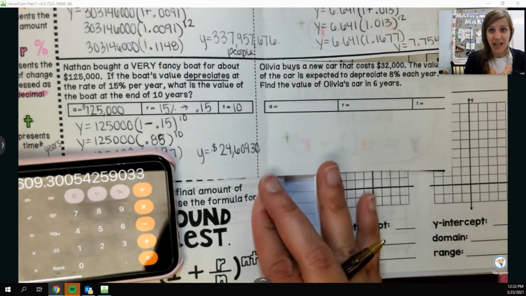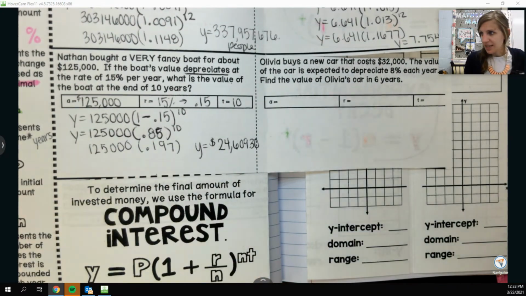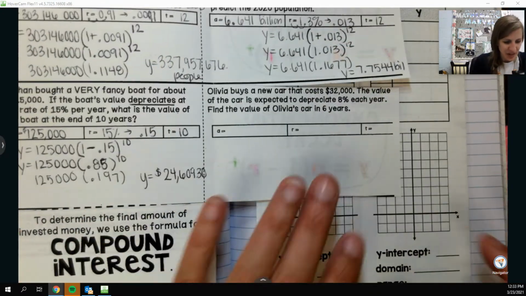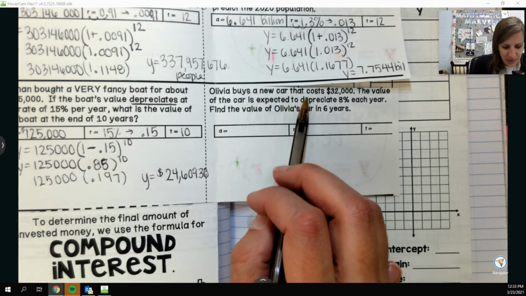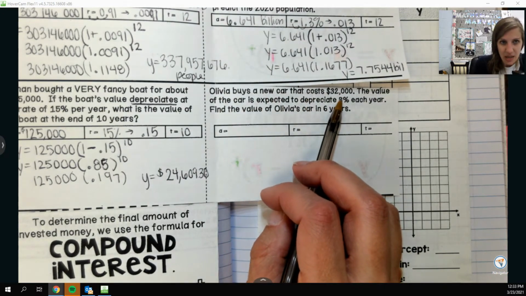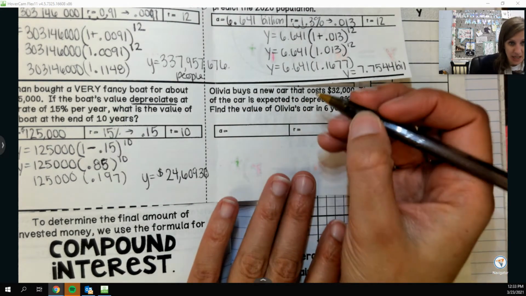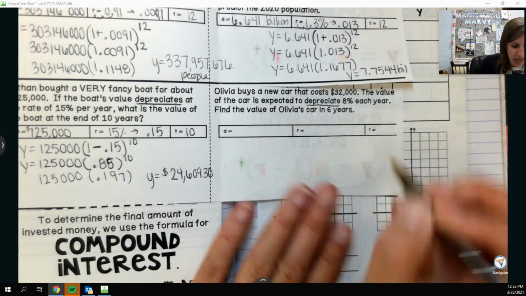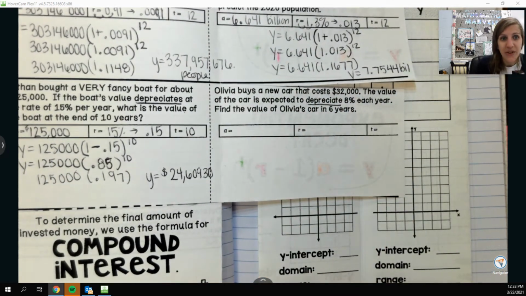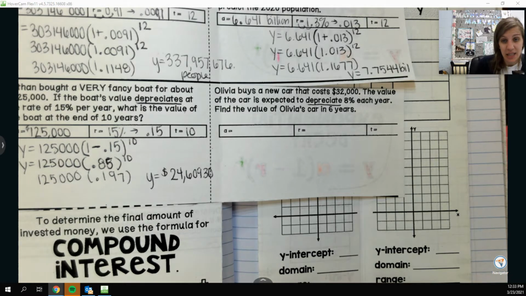That lost a lot of value. Alrighty, let's try another. Olivia buys a new car that costs $32,000. The value of a car is expected to depreciate 8% each year. Find the value of Olivia's car in 6 years.